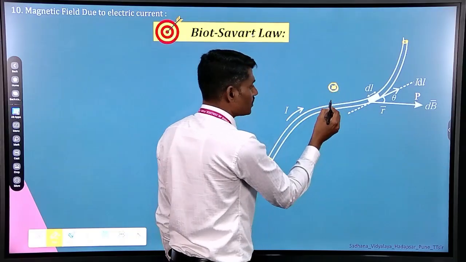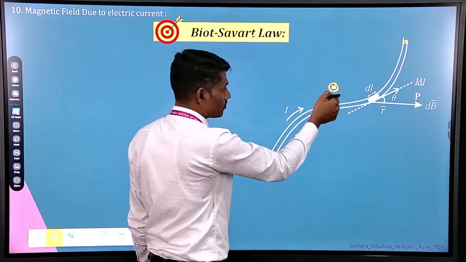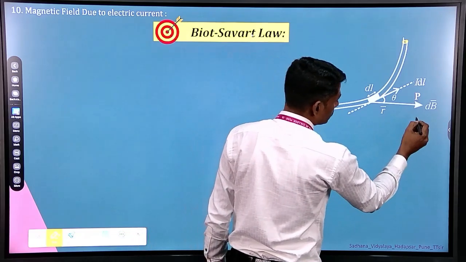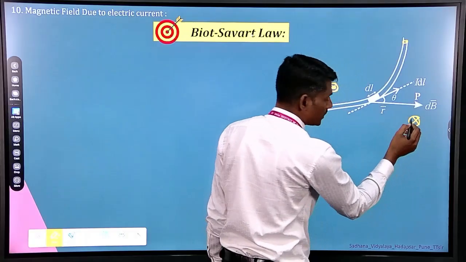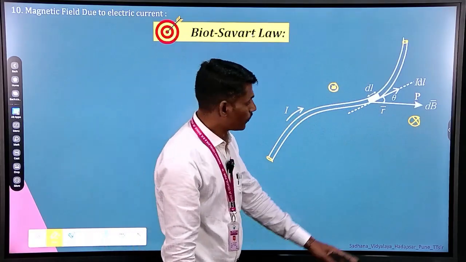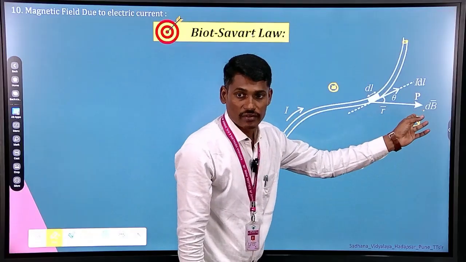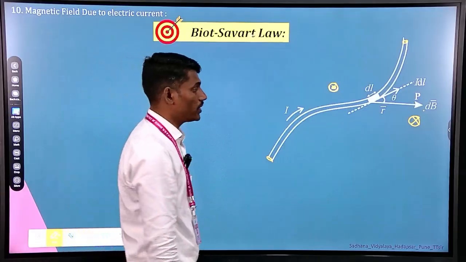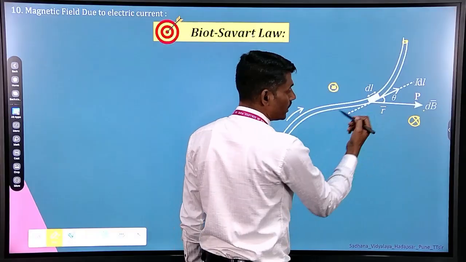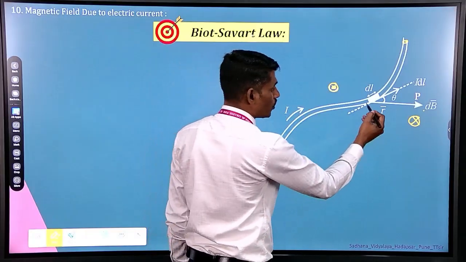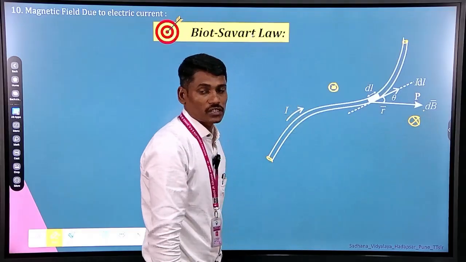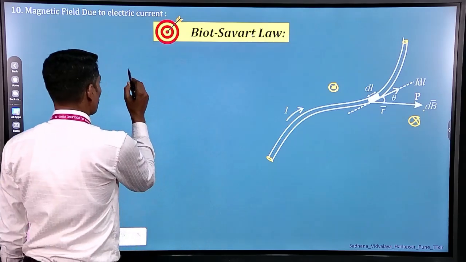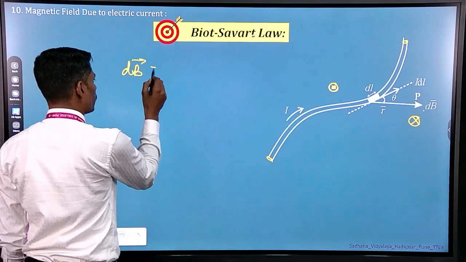Here the magnetic field is outward and perpendicular to this plane, and similarly the magnetic field at this side is perpendicular to the plane and in the inward direction, right? But here at point P the direction of the magnetic field is inward, right? Now according to the Biot-Savart law, the magnetic field at point P due to the current flowing through this small element, only the current flowing through this small element dl, is denoted by a small quantity, the differential quantity dB, right? Here this dB is equal to what?